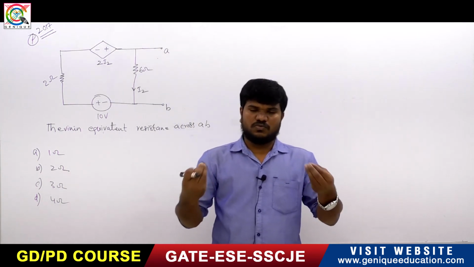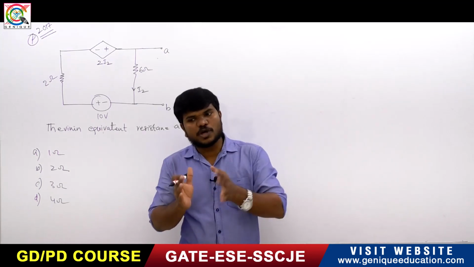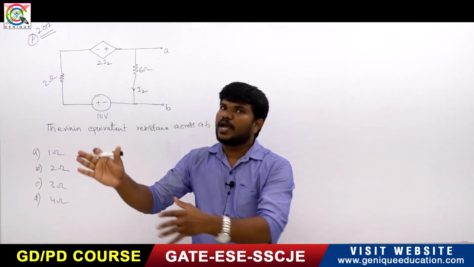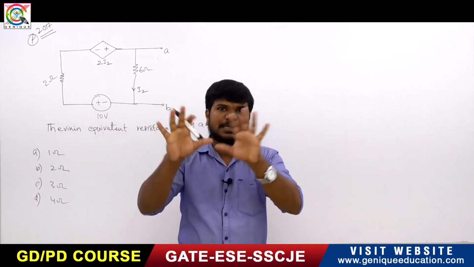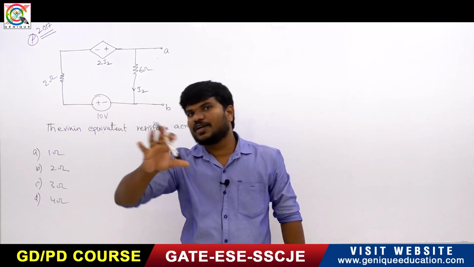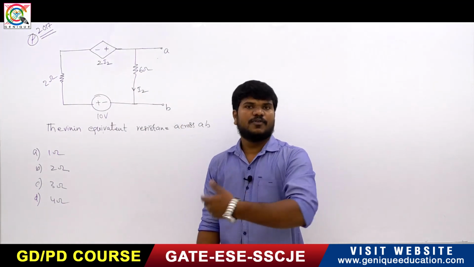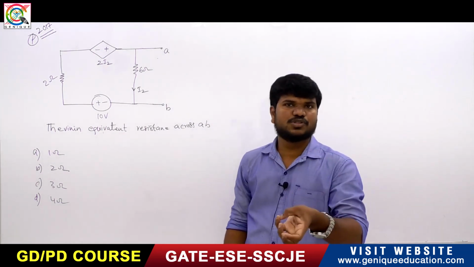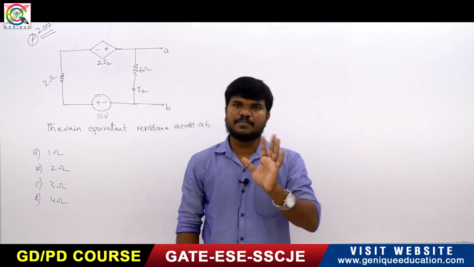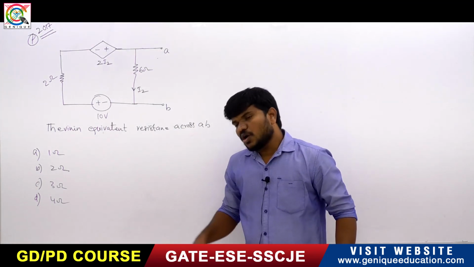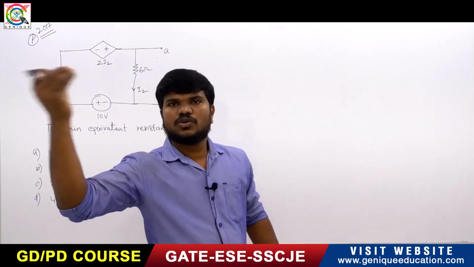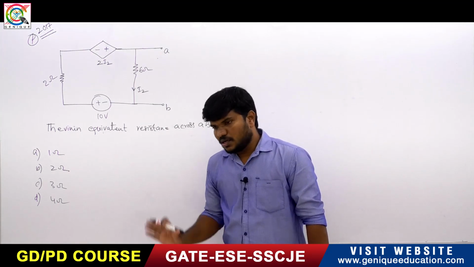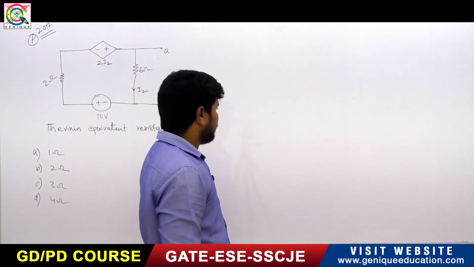Why do we do all these things? If we want to find the response in any element, and the total network is simplified, then we can easily find the response in that element. That's why we use these kinds of theorems, be it the superposition theorem, Norton's theorem, Thevenin's theorem, or the maximum power transfer theorem. We use the maximum power transfer theorem to find the maximum power delivered by the source.